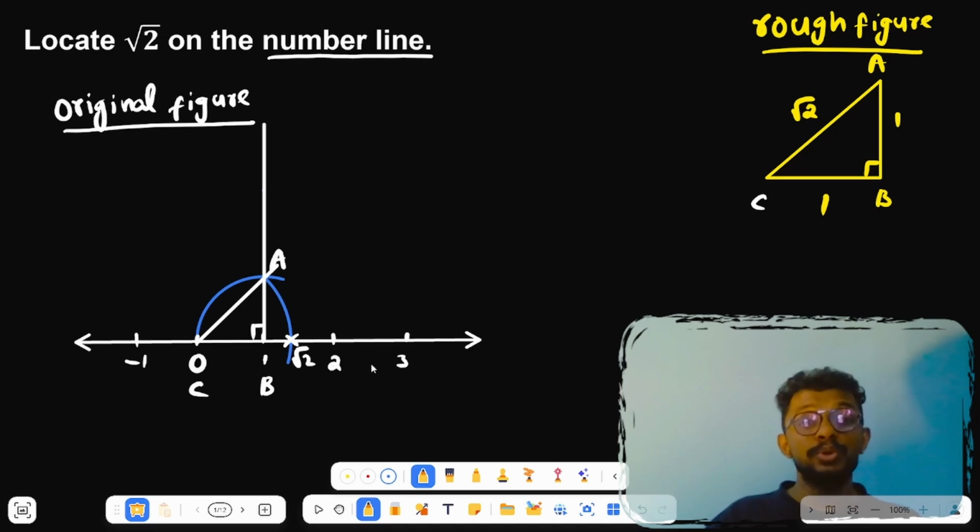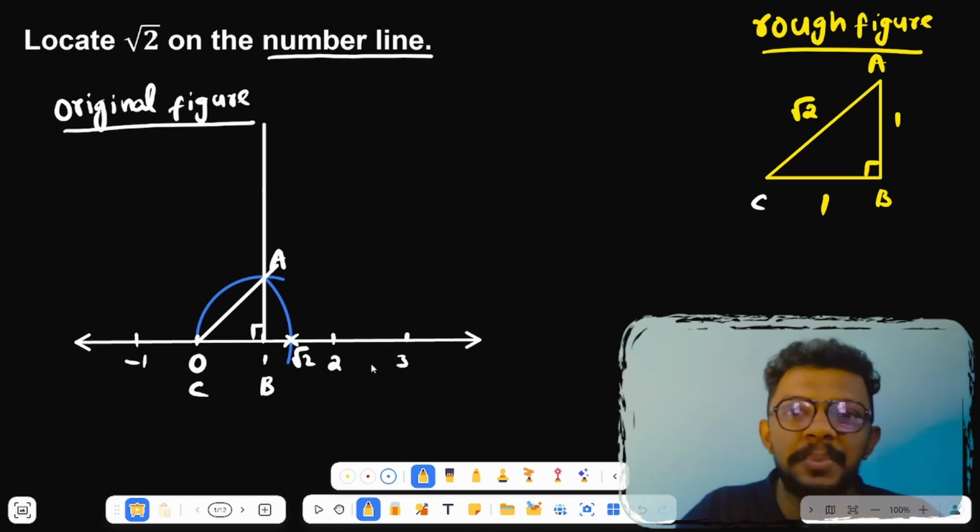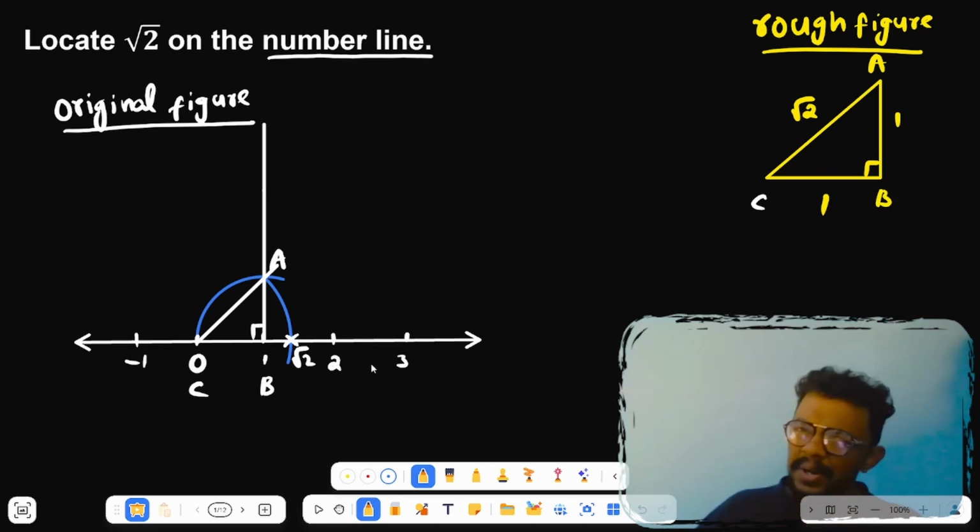Okay, it was just root 2 unit. That is a question: how can I represent root 3? I can represent root 5, root 7, root 8. Suppose the question is asking to represent root 11 on the number line. How can I do that? Think about it very well.